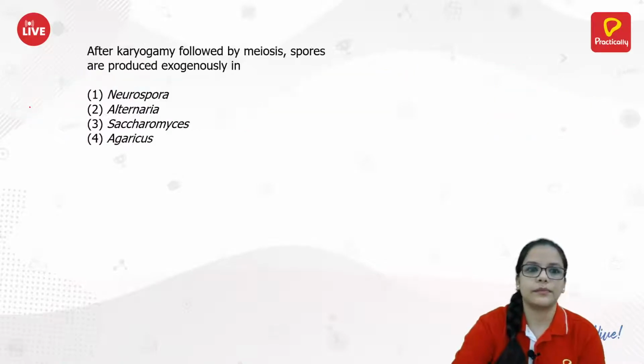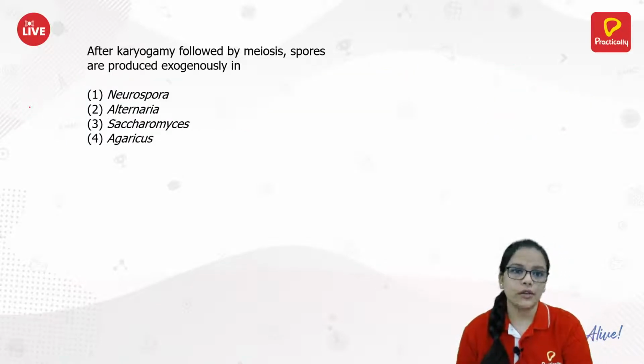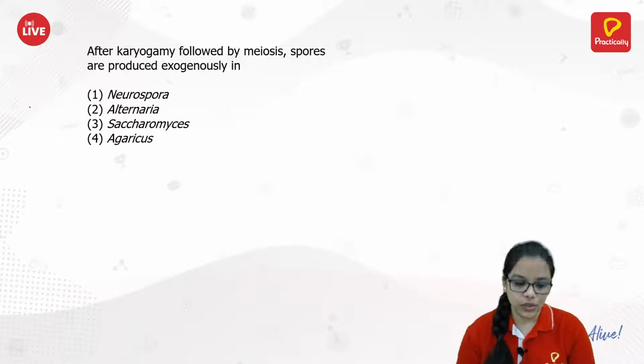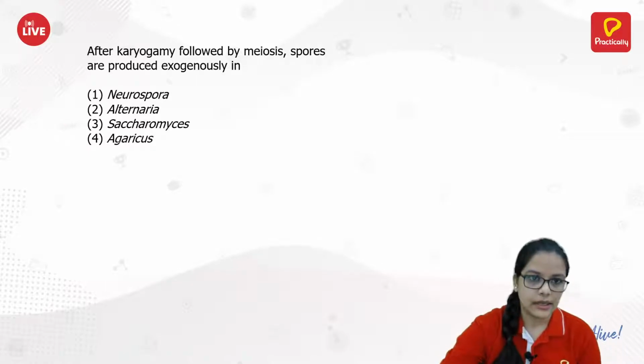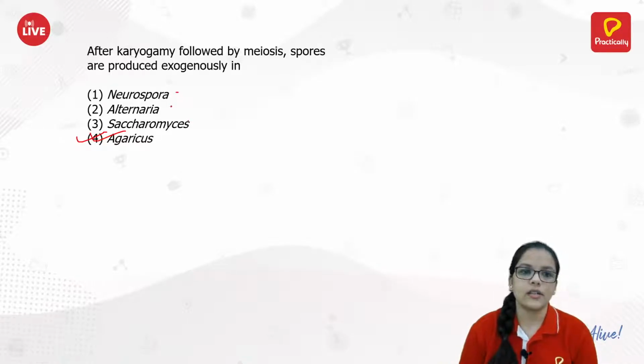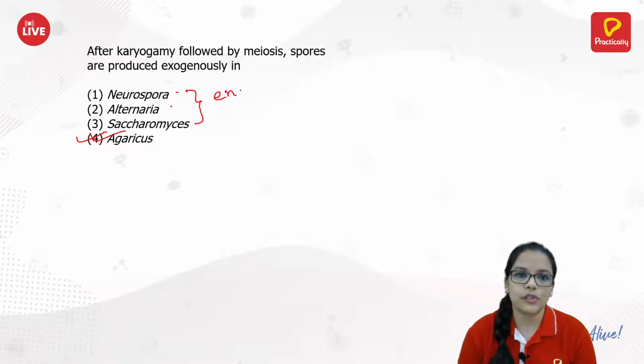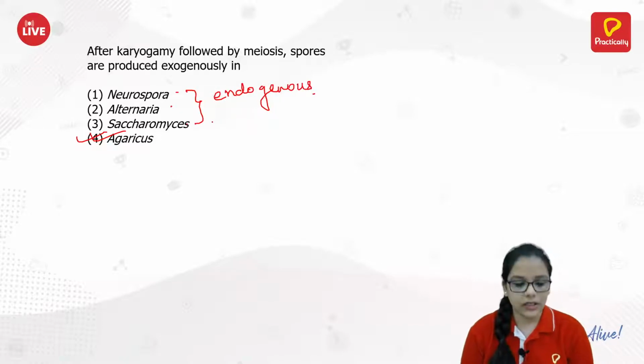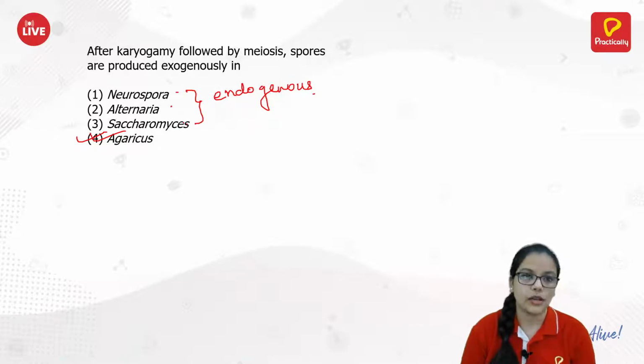After karyogamy followed by meiosis, spores are produced exogenously in Agaricus. Neurospora, Alternaria, Saccharomyces have endogenous spores. Agaricus is the only one that has basidiospores, and they are exogenous in nature.